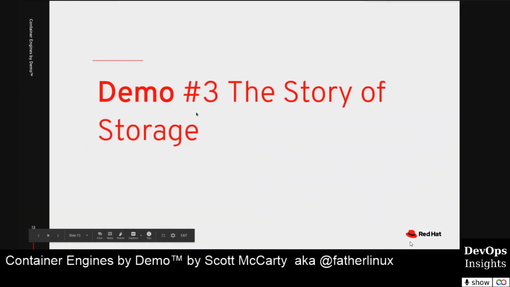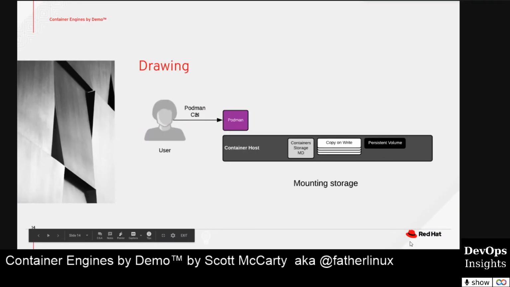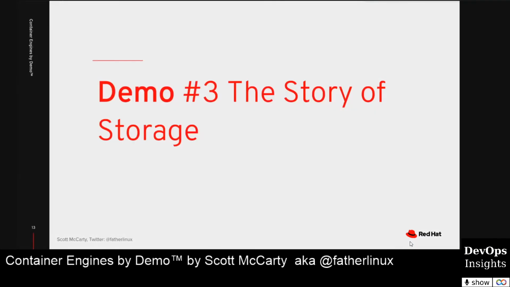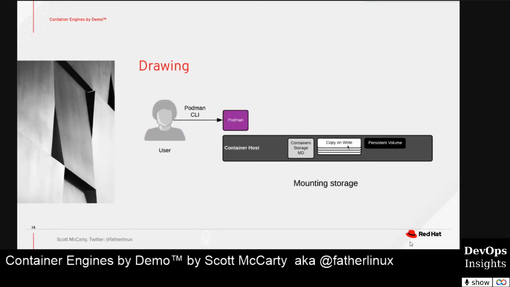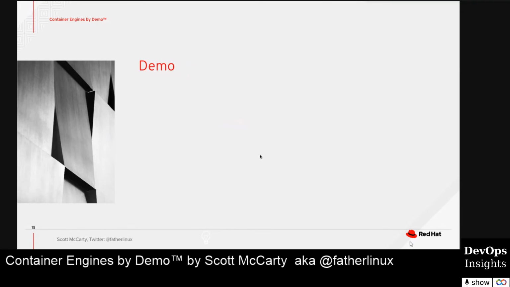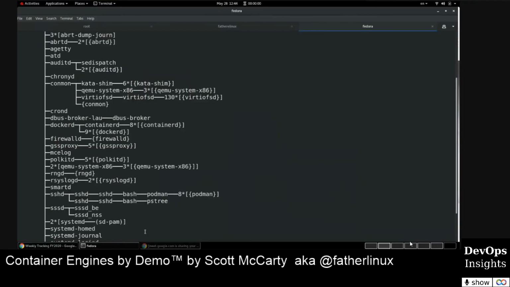So now let's talk about the next thing that happens. We have basically a copy on write layer created. This is what we're going to end up with: a persistent volume, a copy on write layer, and some metadata. This is the next step in creating a container, right? So let's jump back.